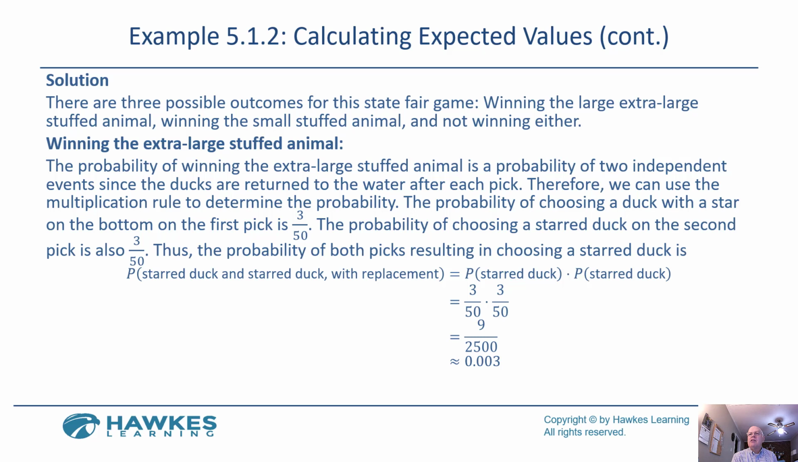So, the chance of getting 2 ducks to get the extra large stuffed animal. Each time you select a duck, you have 3 starred ducks to choose from, and there are 50 of those altogether. So each probability is 3 over 50. Since they put the duck back in, you're multiplying those 2 probabilities because you've got independent events. Multiply those 2 together, change it to a decimal. You can see why you would want a decimal value here, because 9 over 2,500 isn't something that you're very familiar with.